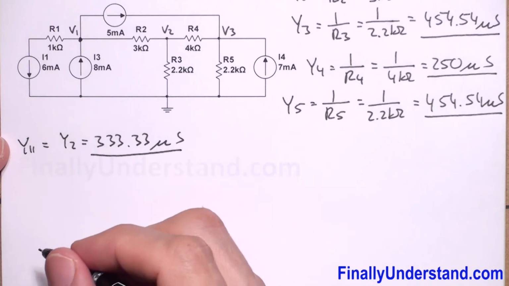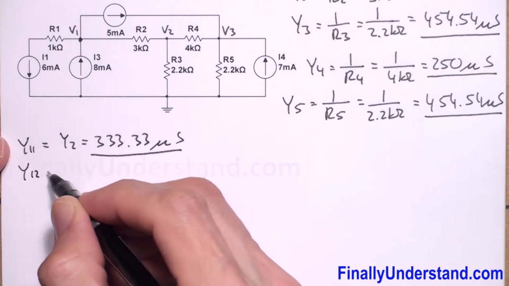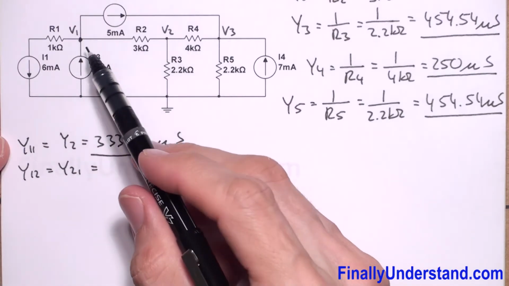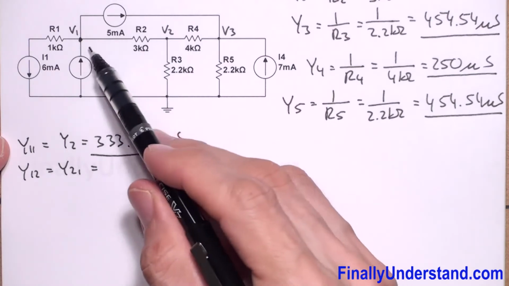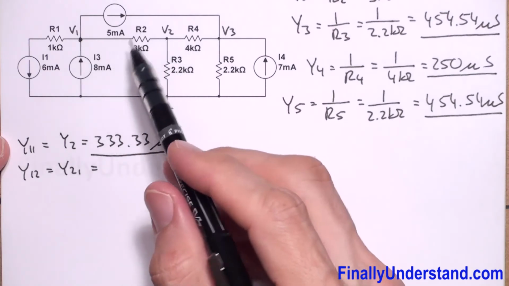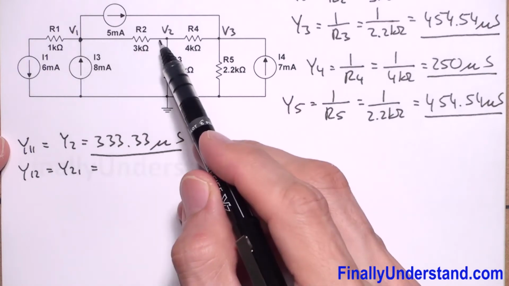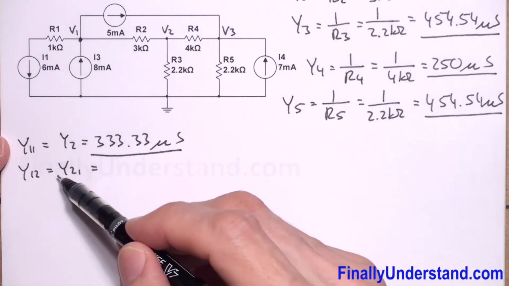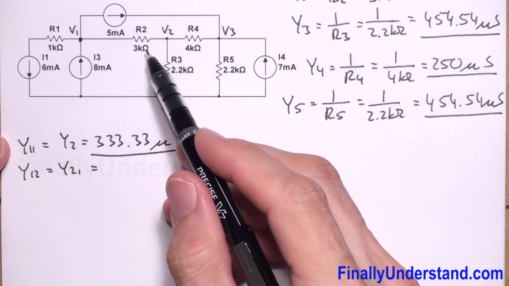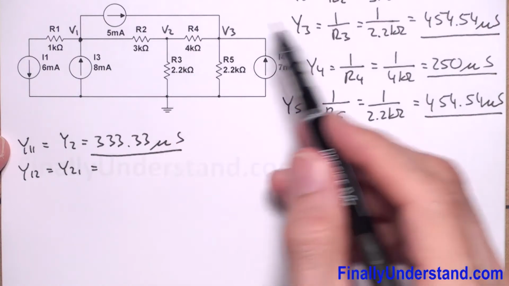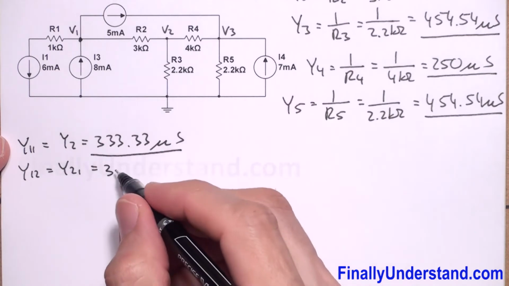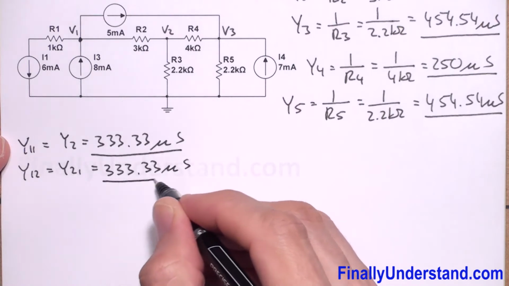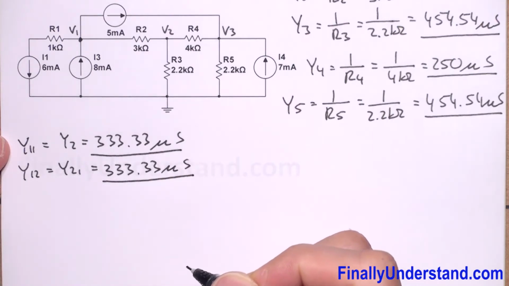Next, we're supposed to find Y12, which is equal to Y21. So this is the admittance between node 1 and node 2. The admittance between node 1 and 2 is equal to the admittance between node 2 and 1. It's the same one. That's why I said Y12 is equal to Y21. And this is equal to Y2. And again, this is equal to 333.33 microsiemens.